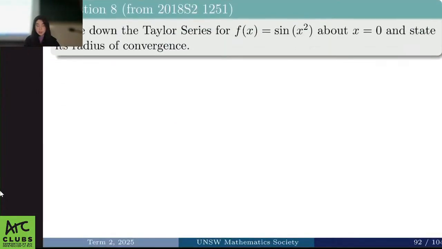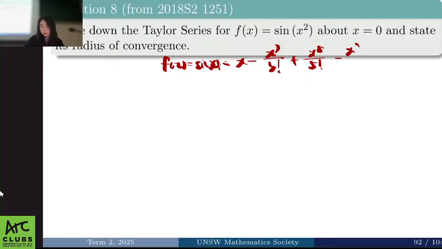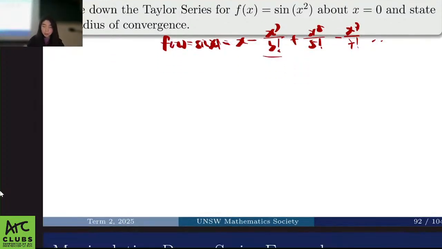So write the Taylor series for f(x) equals sine of x squared about x equals 0. So because the Taylor series for f(x) equals sine x is a known result, which is x minus x to the power of 3 over 3 factorial plus x to the power of 5 over 5 factorial minus x to the power of 7 over 7 factorial, and so on. So notice we're just taking the odd power terms with alternating signs.